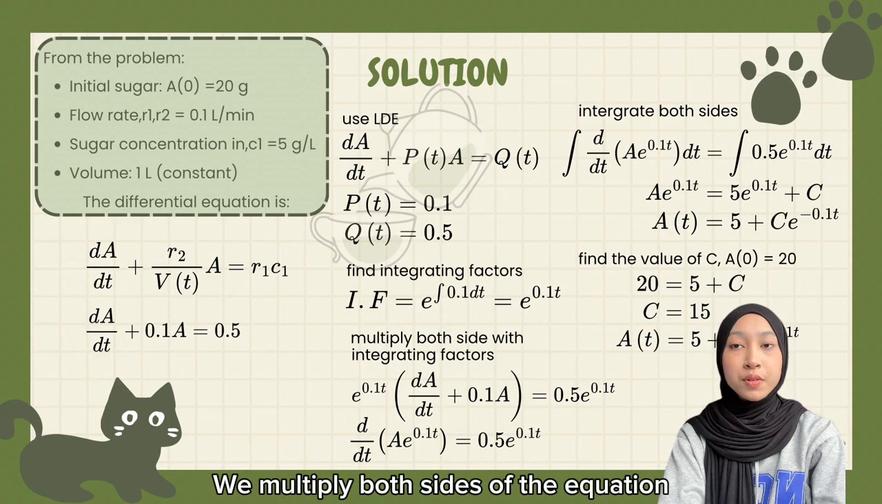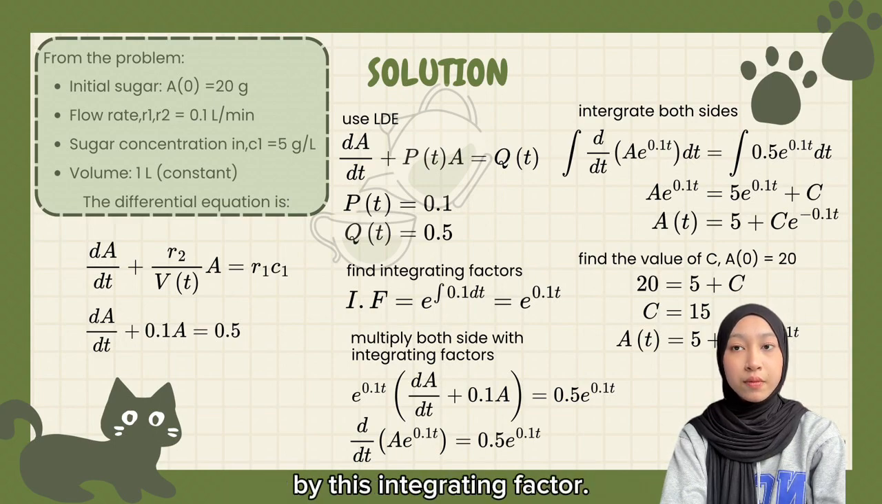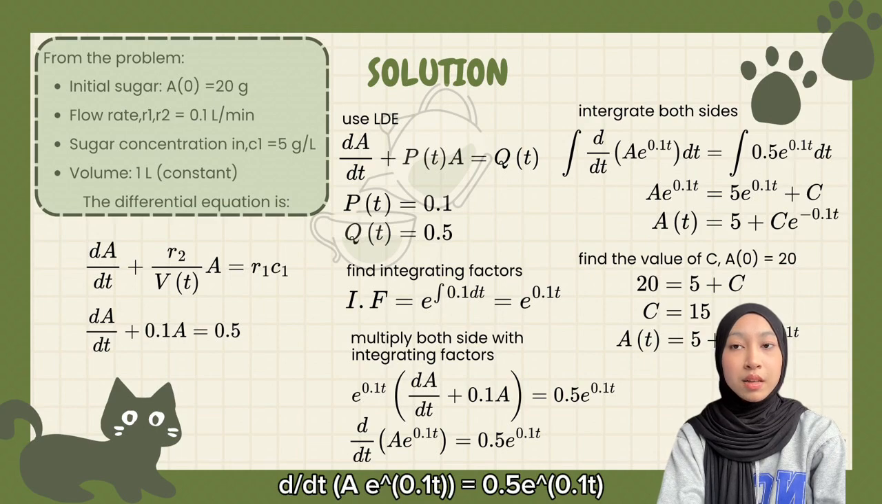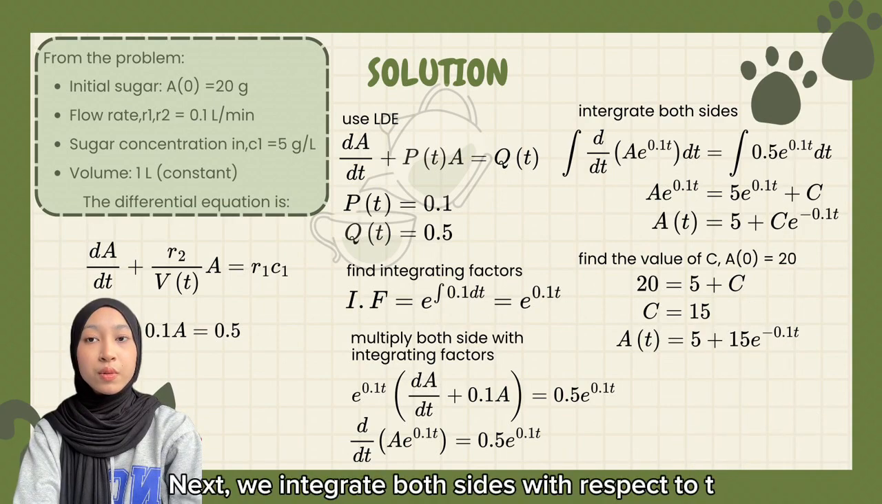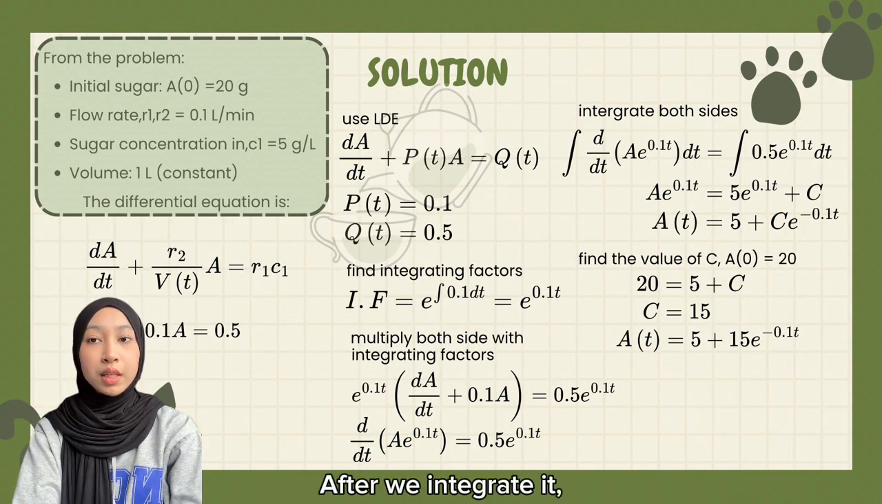We multiply both sides of the equation by this integrating factor, and it will be simplified to d over dt of (A e^(0.1t)) equal to 0.5 e^(0.1t). This is actually an equivalent. Next, we integrate both sides with respect to t. After we integrate it, we will divide both sides by e^(0.1t).